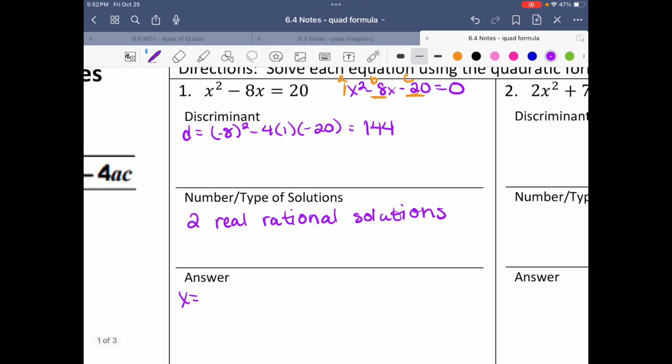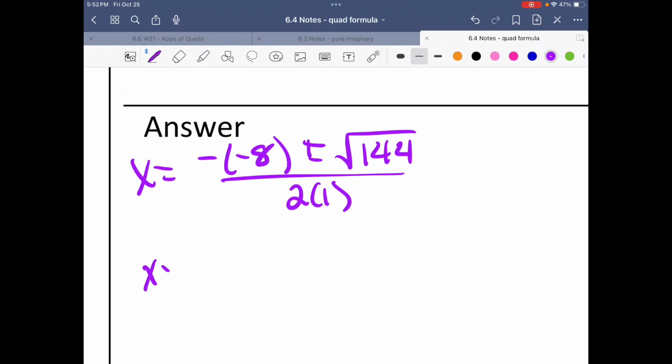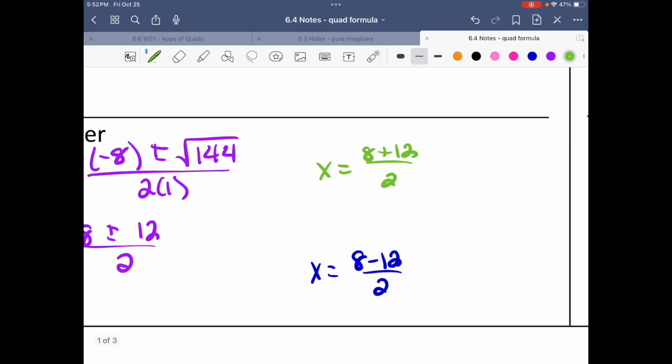Plug it in. X equals negative b plus or minus the square root of the discriminant over 2a. Square root of 144 is 12. Remember, you're going to have two different types of solutions when it's rational. One where you add, the other where you subtract. So 8 plus 12 is 20, divided by 2 is 10. 8 minus 12 is negative 4, divided by 2 is negative 2.